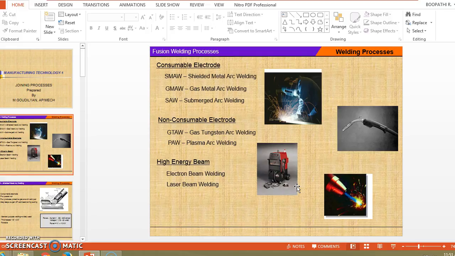In fusion welding process, SMAW, GMAW, SAW are used with consumable electrodes. These three techniques are used with the help of consumable electrodes, but GTAW and PAW are used with the help of non-consumable electrodes. Electron beam welding and laser beam welding are used with the help of high energy beam.